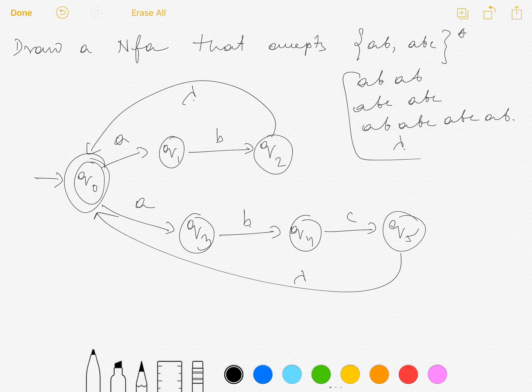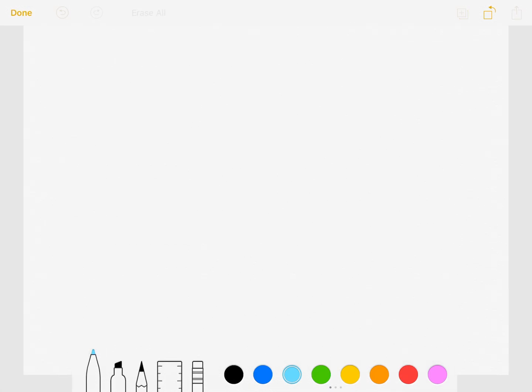So this one confirms multiple occurrences of AB, this one confirms multiple occurrences of ABC, and if I want the combination of AB and ABC, I can take the path of AB or ABC as per my wish. So this can be considered the NFA for this problem. Now the next question asked is: is it possible to draw this NFA with 3 states? Is it possible? Now let us see.